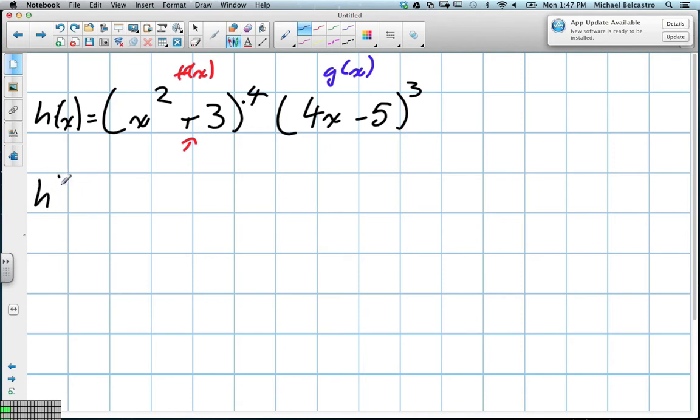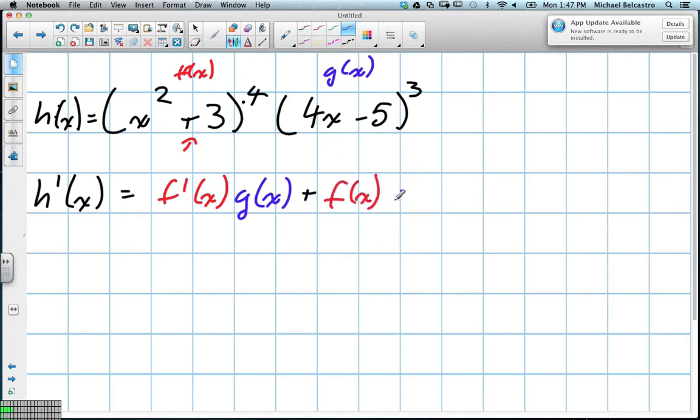Then h prime x is equal to f prime x times g at x. So the derivative of the first one times the original, plus the original of the first one times the derivative of the second. Okay? So with that in mind, we need to derive the very first function.